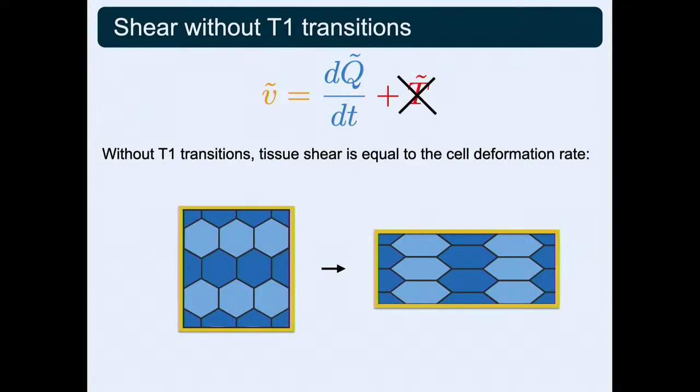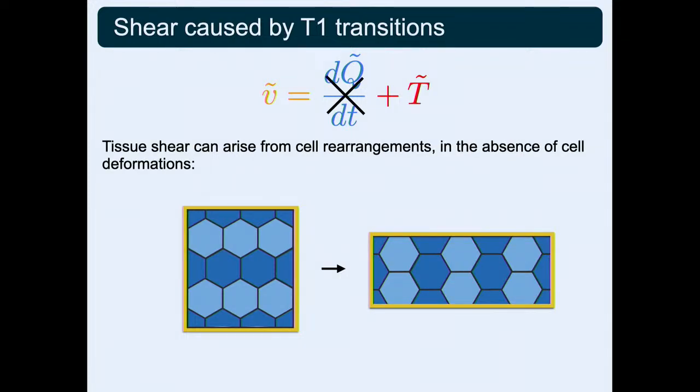Suppose I don't have T1 transitions where they can rearrange, and my whole tissue elongates. So it elongates simply because of each individual cell elongating. What if these individual cells are not elongating, but the tissue is elongating? Can it be possible? Yes. And you see, I can rearrange the cells in such a way that it extends in this region, but the cell's shape has not changed, but the overall tissue has become longer.